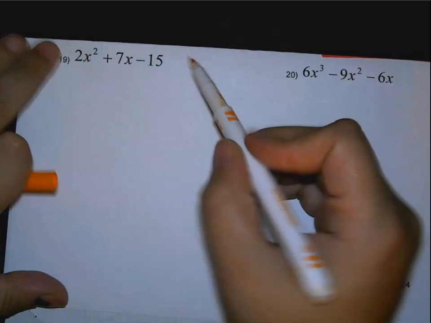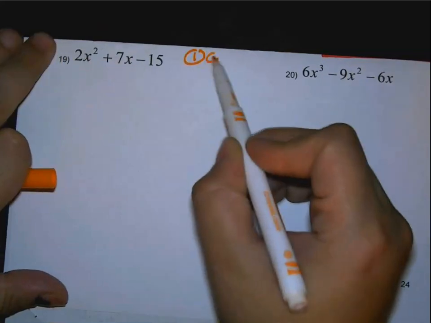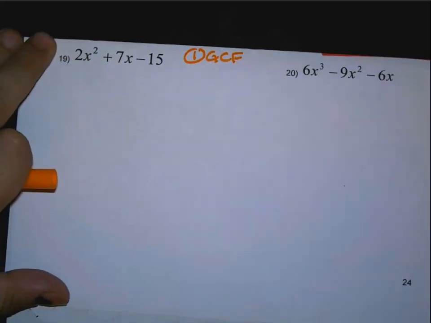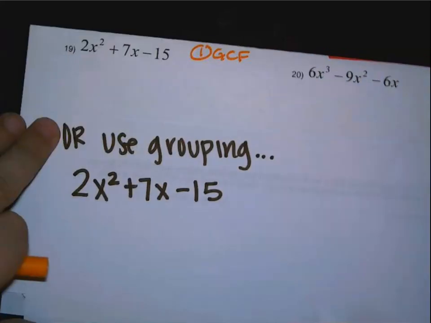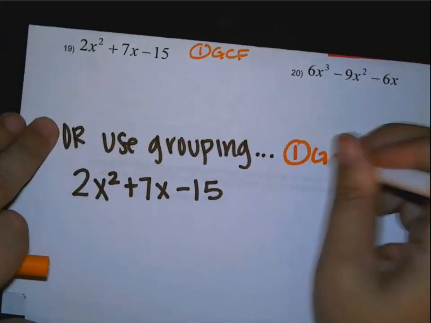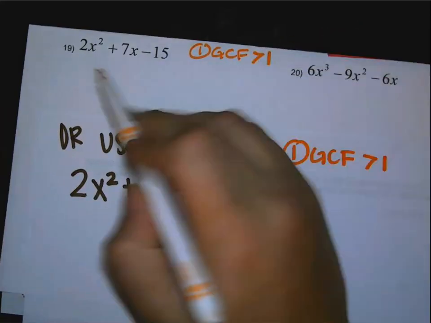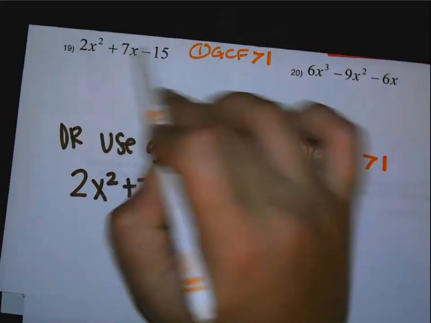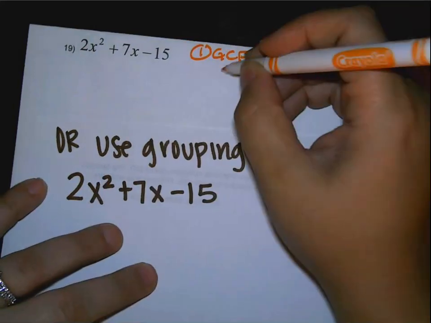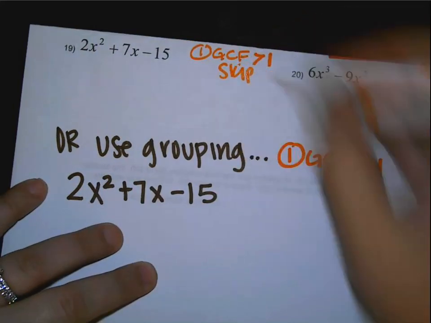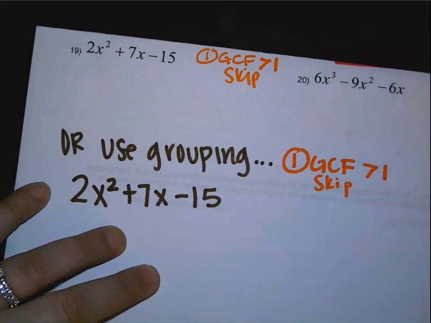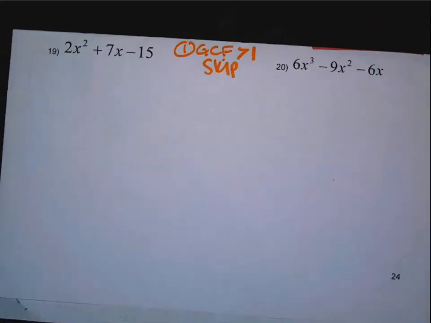So one way, actually, you always have to see if there's a GCF. So the first step is always, is there a GCF? No matter which way you're going to do it, that is still the first step. Look to see if there's a GCF greater than 1. So something that divides into 2, 7, and 15, and the answer is no, so we skip it. So that's the same for either method.